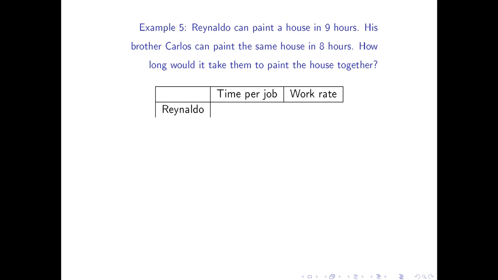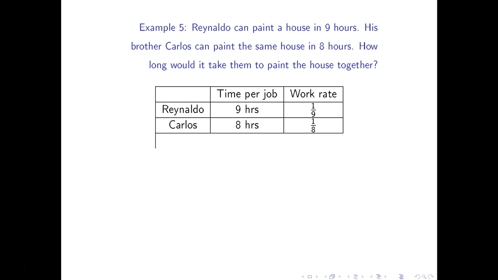So if we have Ronaldo, how much time does it take him to paint a house? 9 hours is given information. Well, if he can paint a house in 9 hours, how much of a house does he paint per hour? He paints 1/9 of the house per hour if it takes him 9 hours. What about Carlos? Can you fill in this table for Carlos? Well, he can do it in 8 hours and it takes him 1/8.